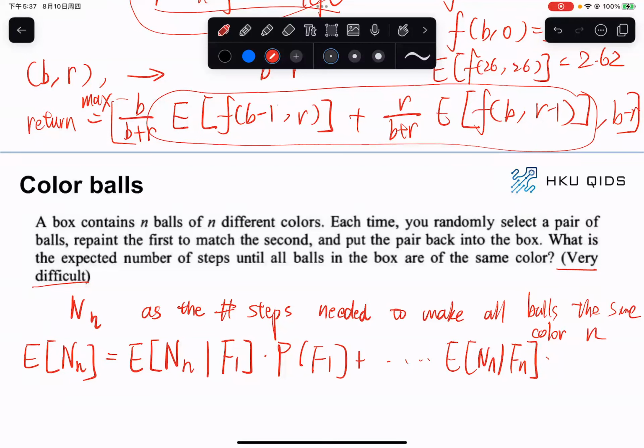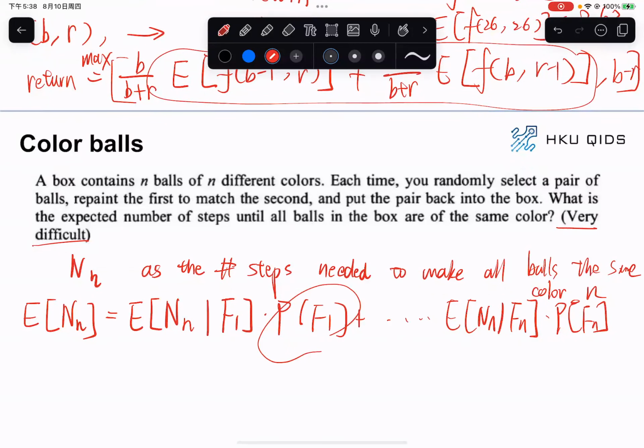with the probability F_n. Since all the colors are symmetric, by applying the principle of symmetry, we are going to have all of these probabilities, probability F1 equal to probability F_i, going to be 1 over n, right? Because they sum together, it is going to be 1. We know that eventually all the balls in the box are of the same color, if we keep selecting the pairs and doing this process.